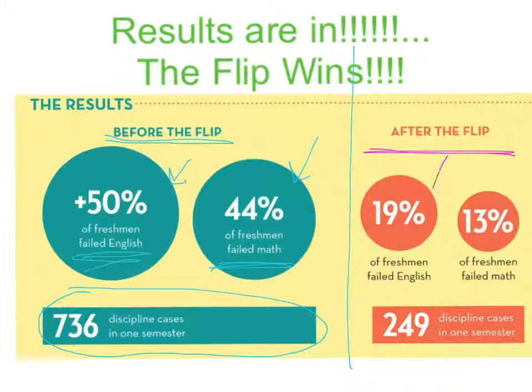After the flip, 19% of freshmen failed English. Huge difference between 19 and 50 or more percent. And only 13% failed math. And 249 discipline cases in one semester. Huge difference. An obvious reason why flipping works.